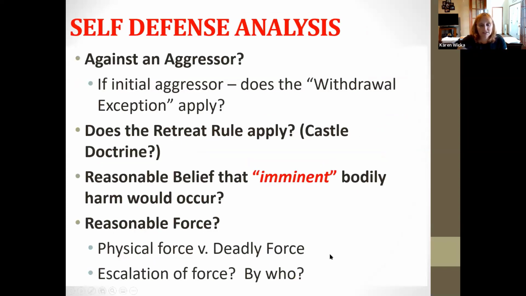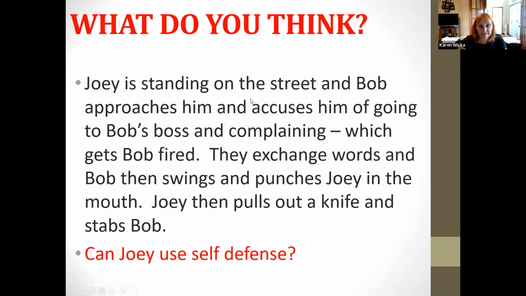Okay, so let's look at the analysis. The first question is, who is the aggressor? Who is the self-defense against? So who started it? If you read this scenario, who do you think started it?